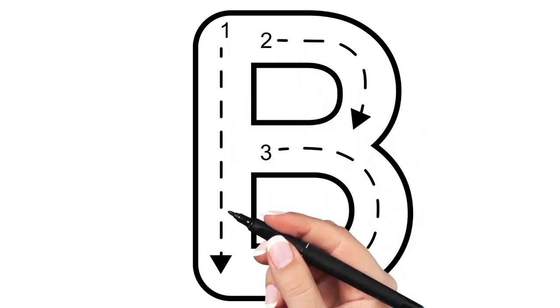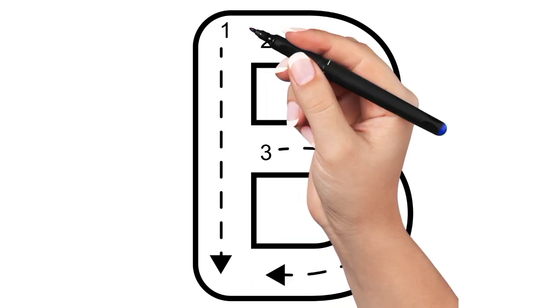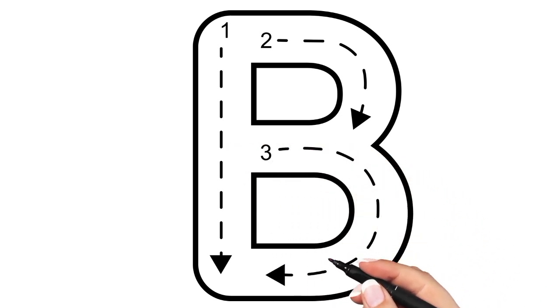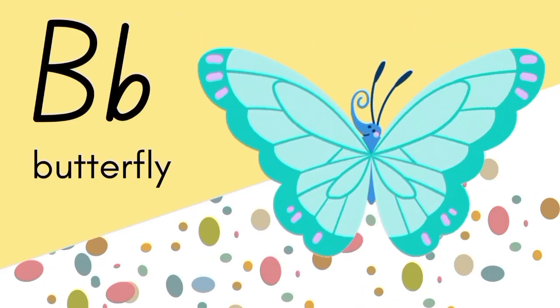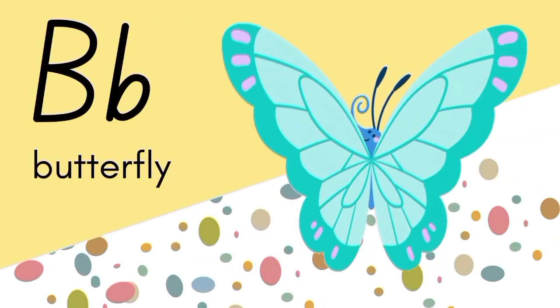1. Draw a straight line downwards. 2. Make a curve. 3. Repeat the same. Yes. It's B. And B is for bat.